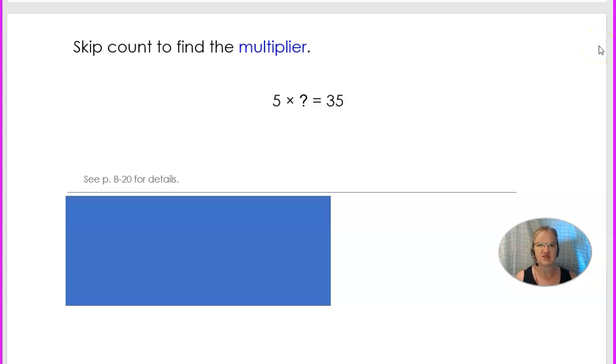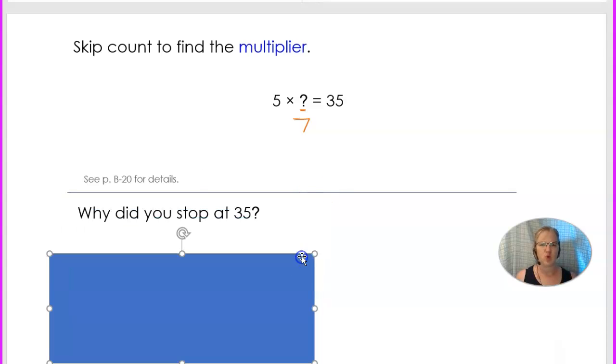Now here, it's asking us again to skip count to find the multiplier. Remember, the multiplier is the second number. So when we skip count by 5s, we have 5, 10, 15, 20, 25, 30, and 35. We've got 7 fingers up, so the number there, the multiplier, must be the number 7. We know 5 times 7 is 35.